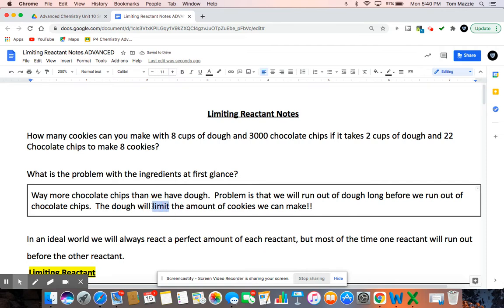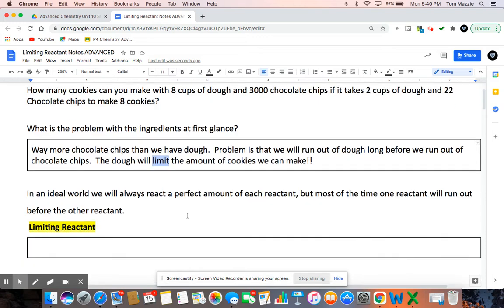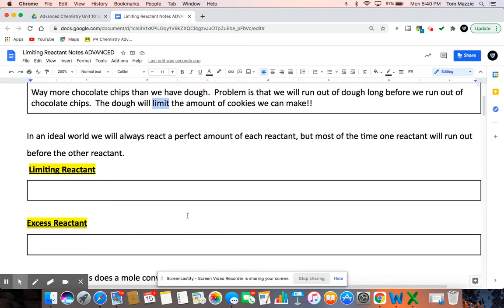So, what we're talking about today is limiting reactants and excess reactants. In each problem that you are given today, one of the reactants will limit the amount of product we make, and the other will be present in excess.